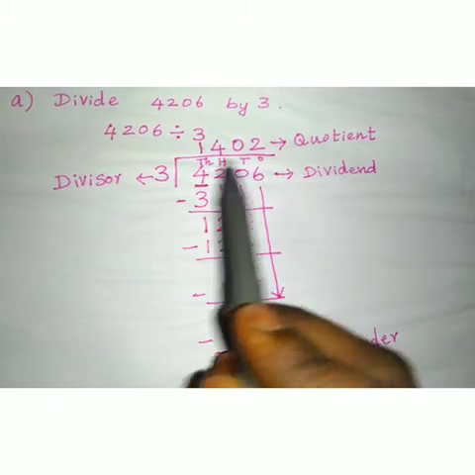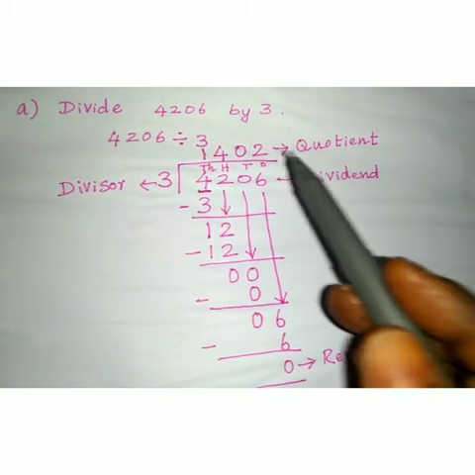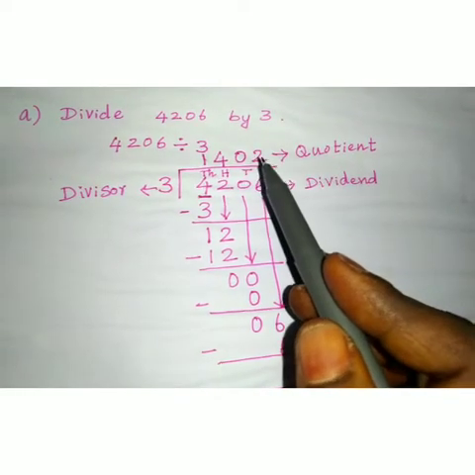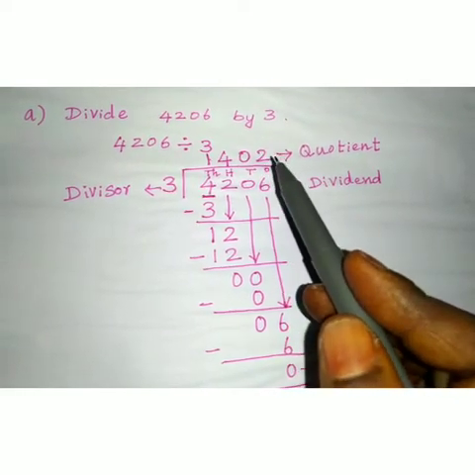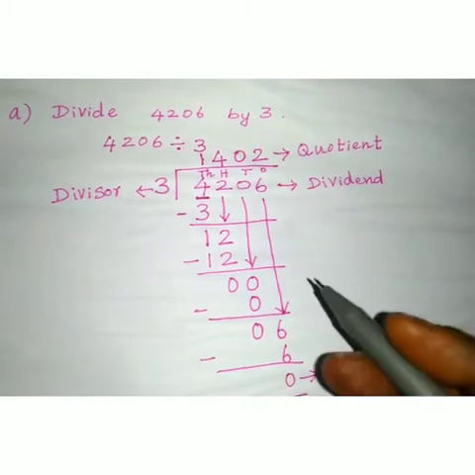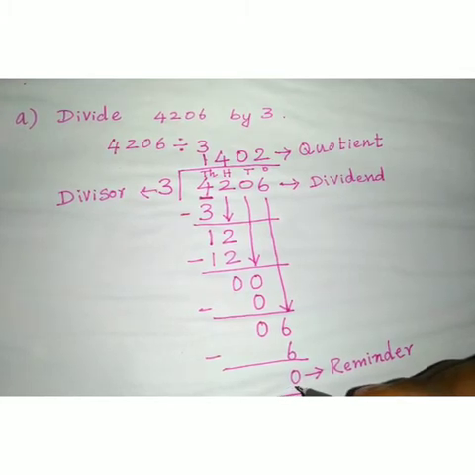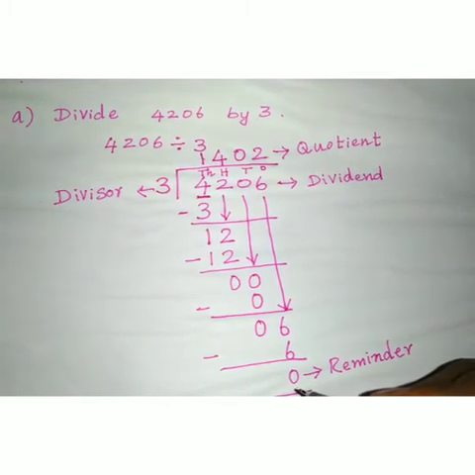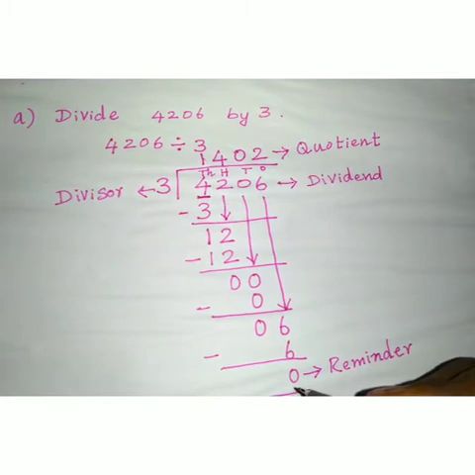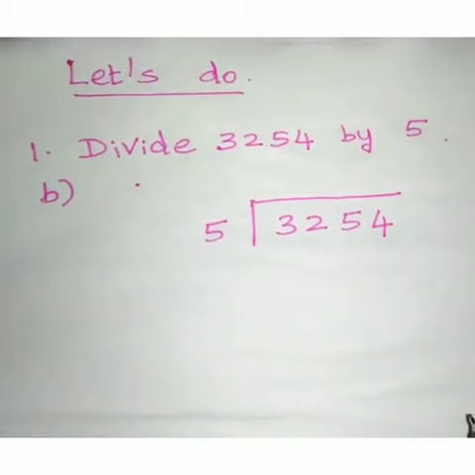Dividend, divisor, remainder, quotient. Here quotient is the answer for this problem. And sometimes we use remainder also. Here we got the remainder as 0. For a few problems we will get a remainder other than 0. Let me show the next problem.